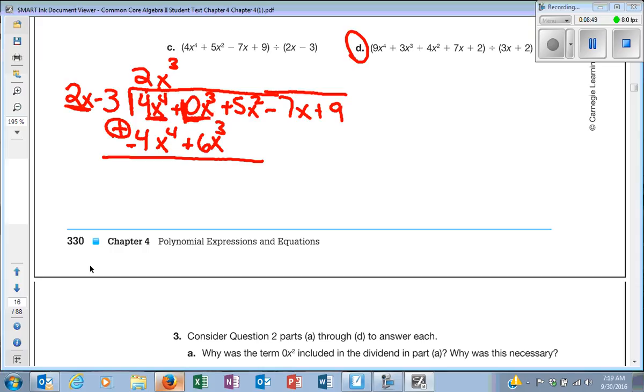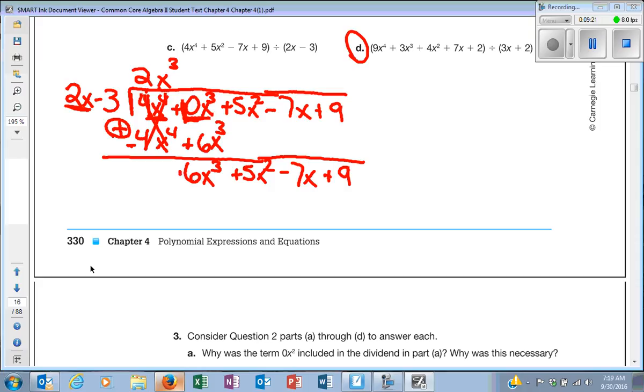A 4x to the 4th and a negative 4x, what do they do to each other? What happens when I have 0x to the 3rd and I add 6x to the 3rds? And then, plus 5x squared minus 7x plus 9. I just write everything else down. You with me? Now, what's my new number I need to get rid of?